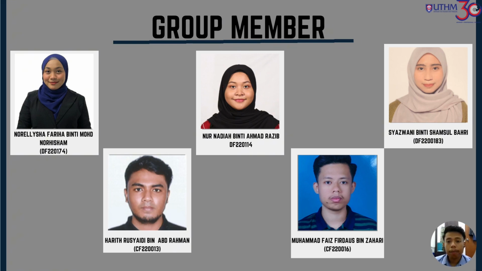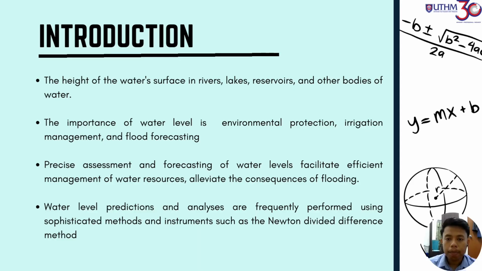So, for our group members, we have 5 group members, which is 2 boys and 3 girls. My name is Muhammad Faiz Firdaus bin Zahari. My matrix number is CF220016. Today, I want to present about the introduction.